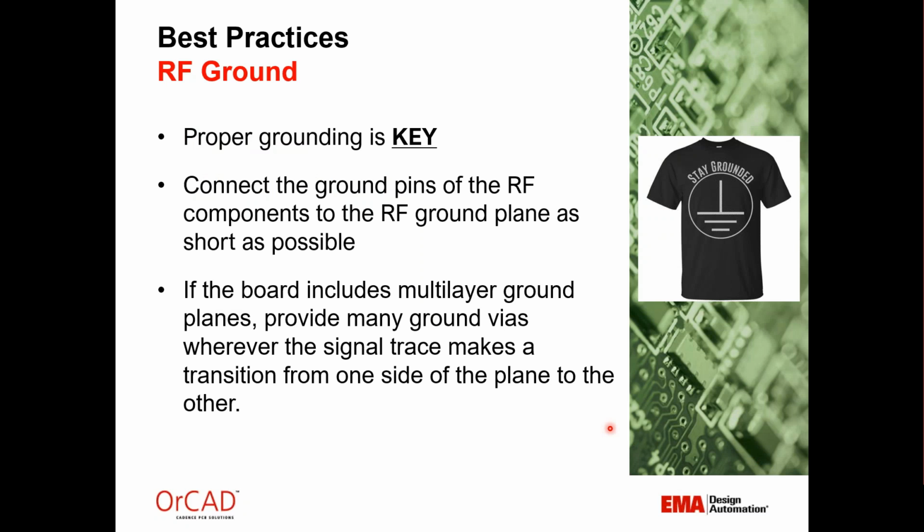Under best practices, we'll talk about RF ground. Proper grounding is key. Connect the ground pins of the RF components to the RF ground planes as short as possible. Ideally, you would put a via right at that pin. So via and pin would be the ideal, the shortest possible. If the board includes multi-layer ground planes, provide many ground vias wherever the signal will actually transfer to one of the other planes. You can never put enough ground vias in that area.